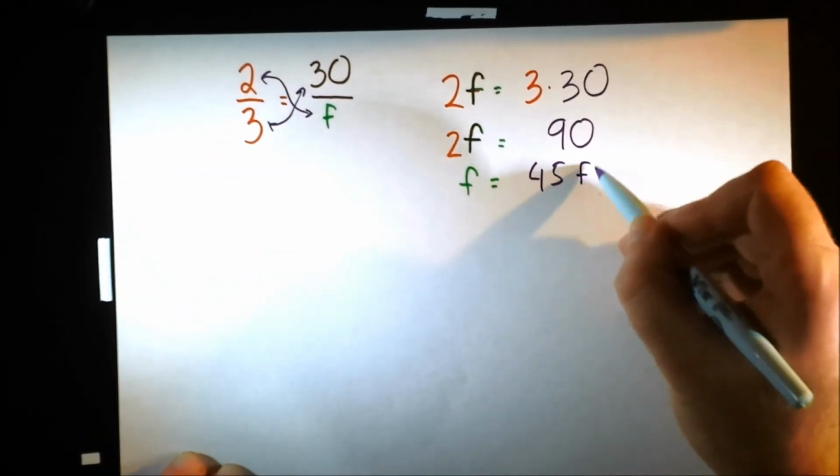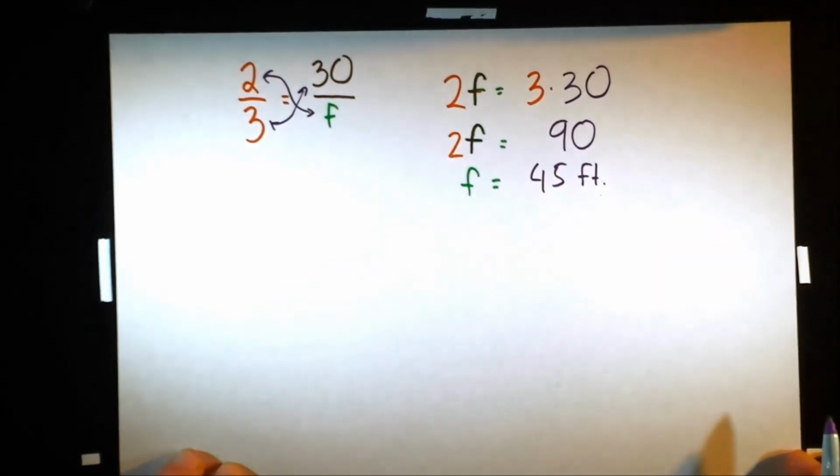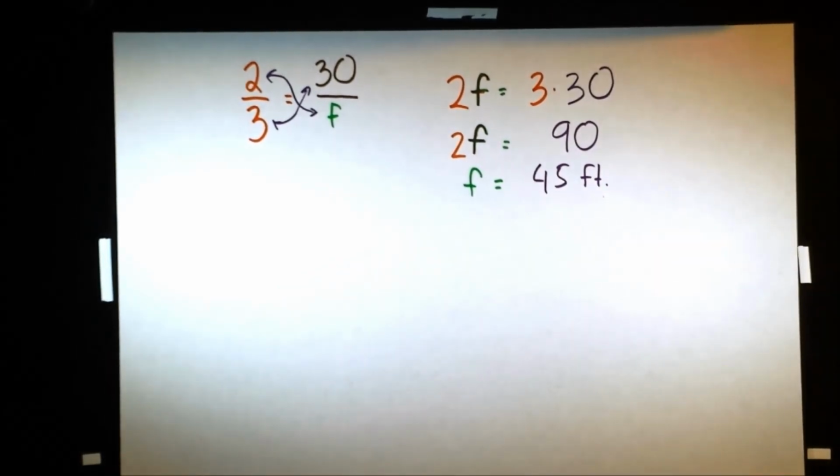45 feet. So the actual building, once it's built, based on the scale that they gave us, is going to be 45 feet tall if everything goes according to plan. So if the model was 30 inches tall and the scale is 2 inches to 3 feet, the actual building will be 45 feet tall. Questions?